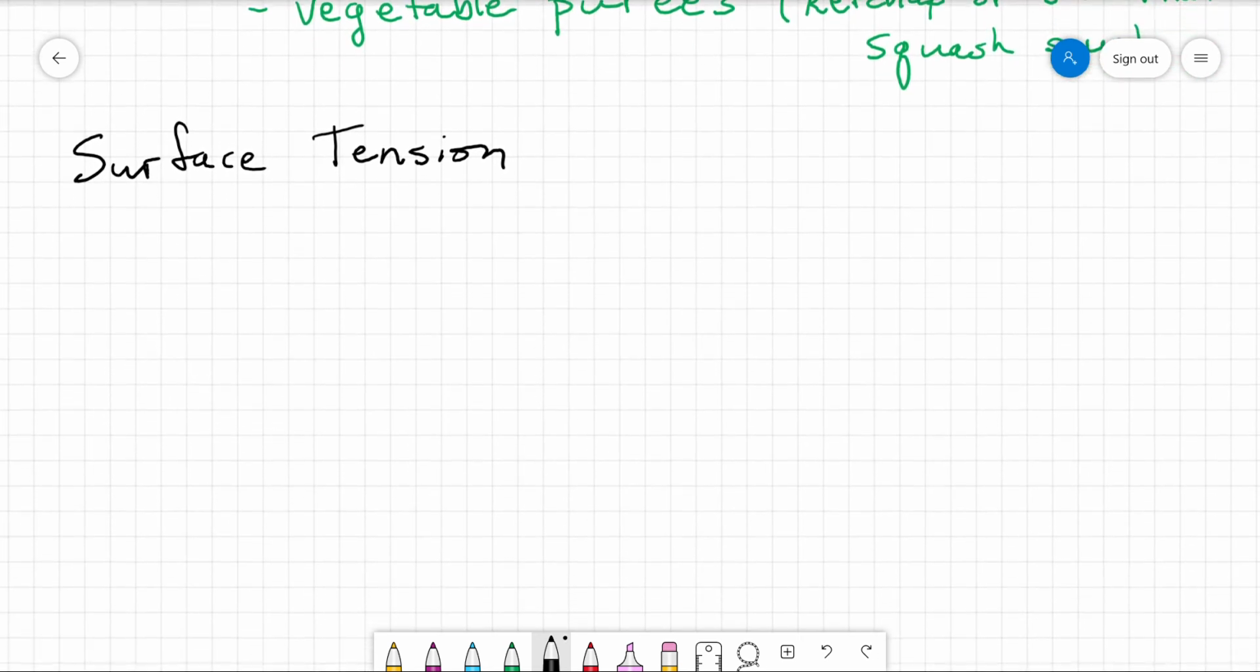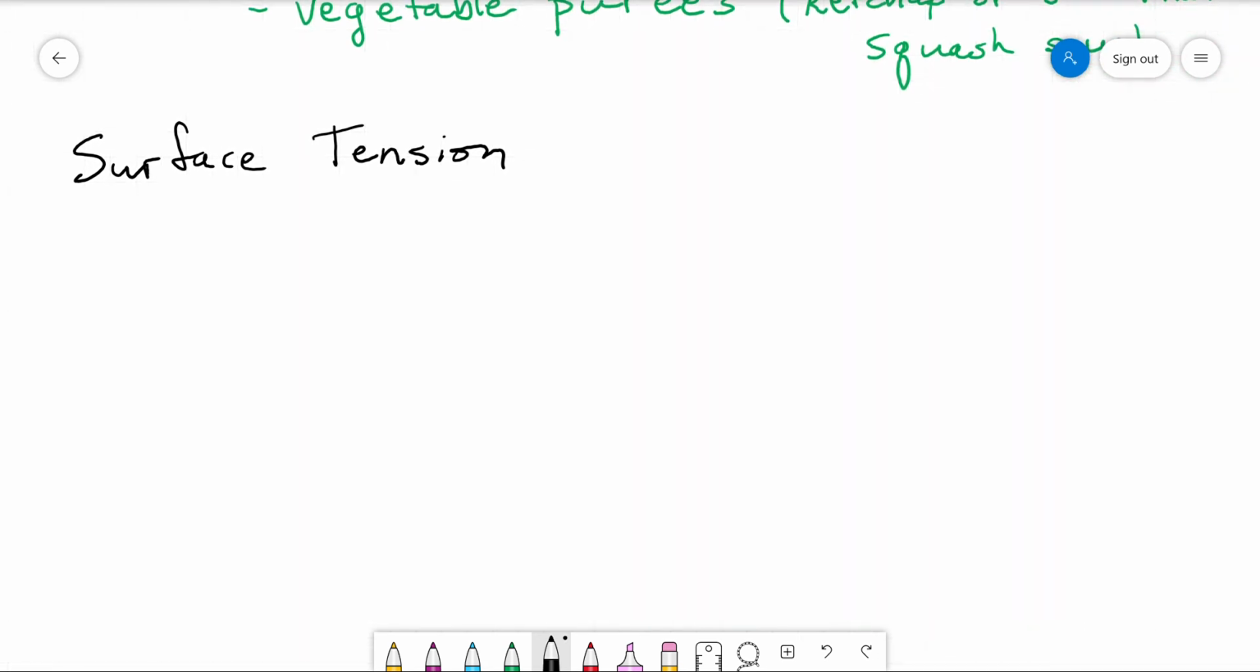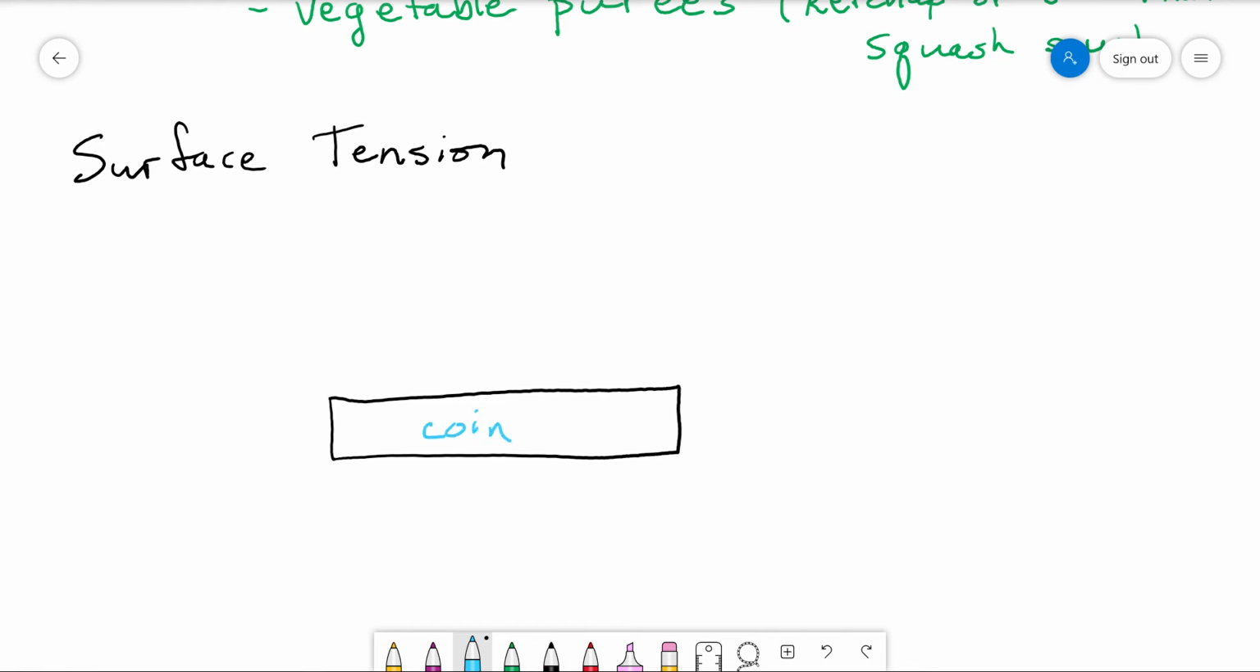Surface tension, okay? Let's take a coin. You guys have probably all done this in junior high or elementary school. Start putting drops of water on it, okay? So if you start putting drops of water on it, eventually you get to the point where you get this big bubble of water, and it looks like you shouldn't be able to keep that water on there. Now, what is going on?